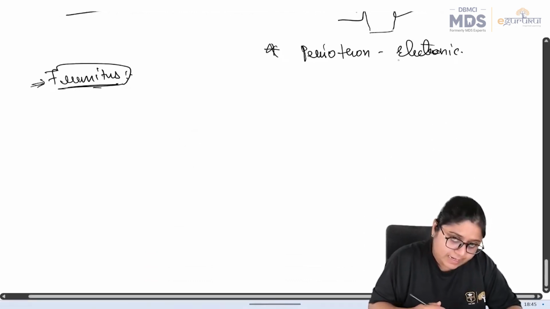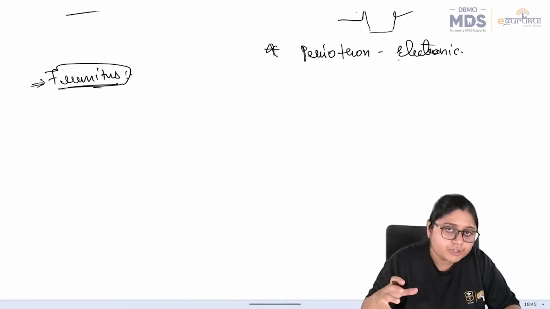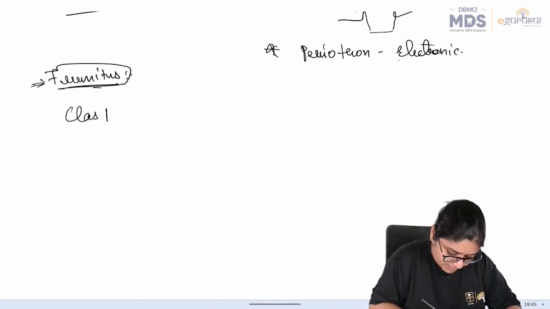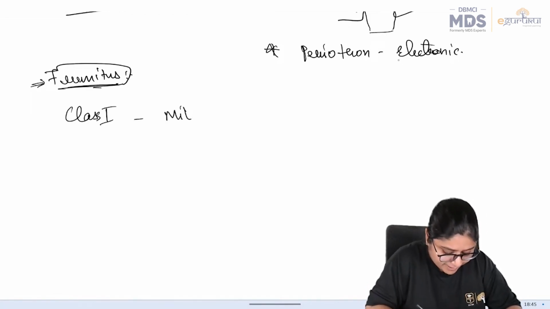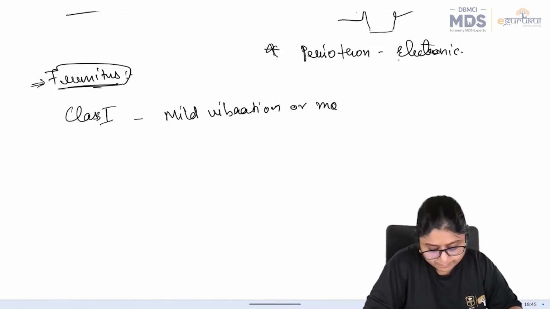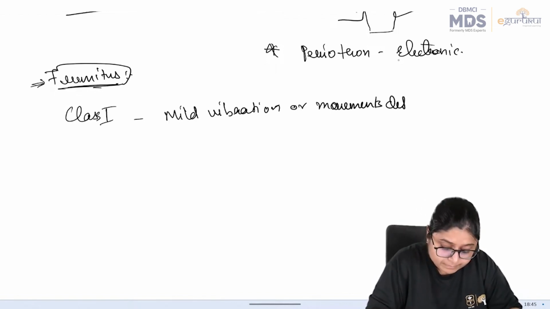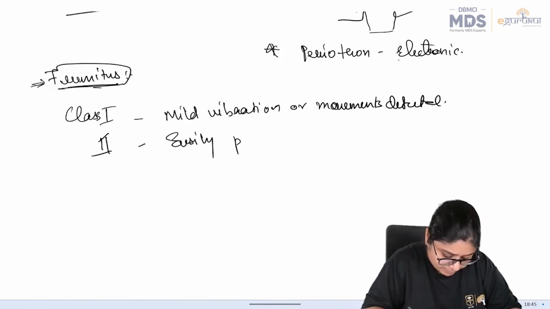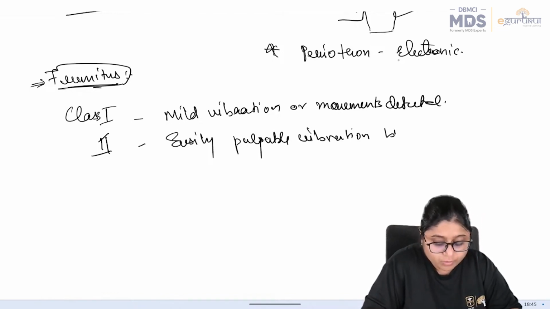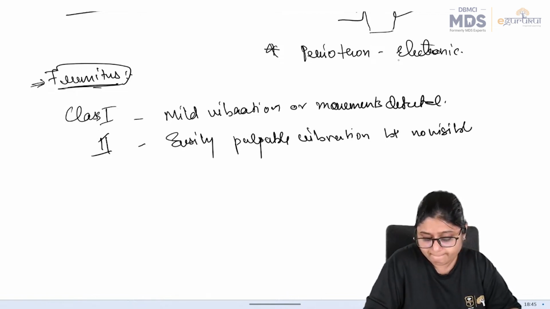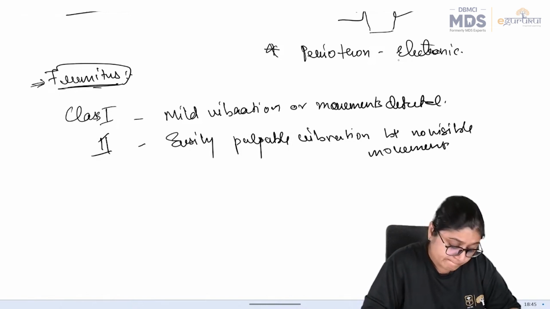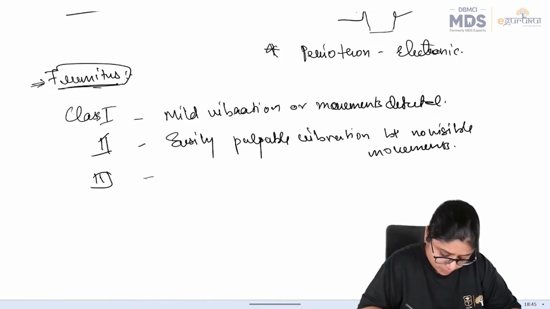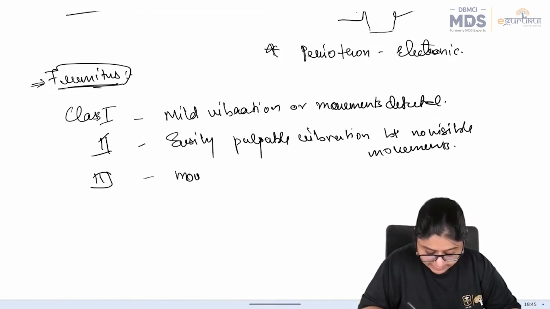There are different classes for the gradation of the fremitus test. In class 1, mild vibration or movements are detected. In class 2, there will be easily palpable vibration, but no visible movements. And in class 3, you will see movements are visible with the naked eye.